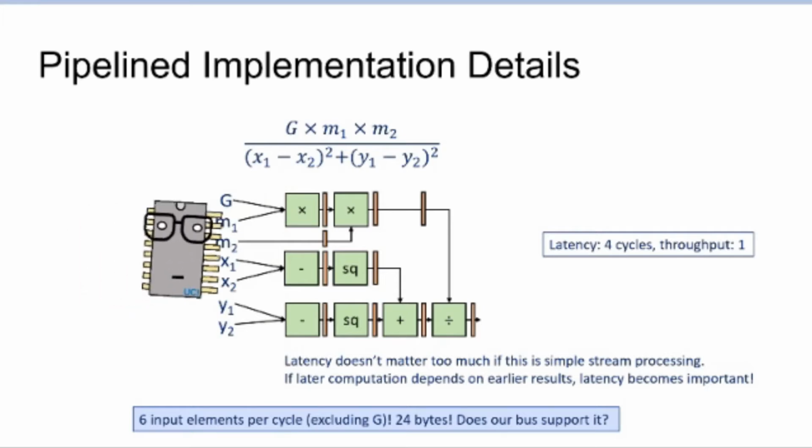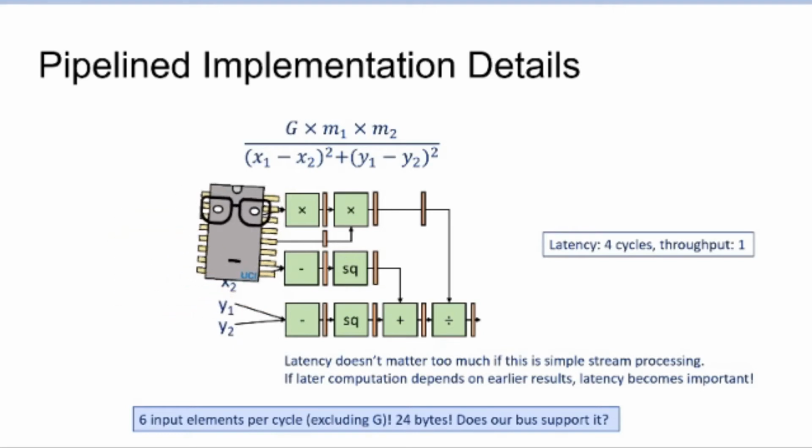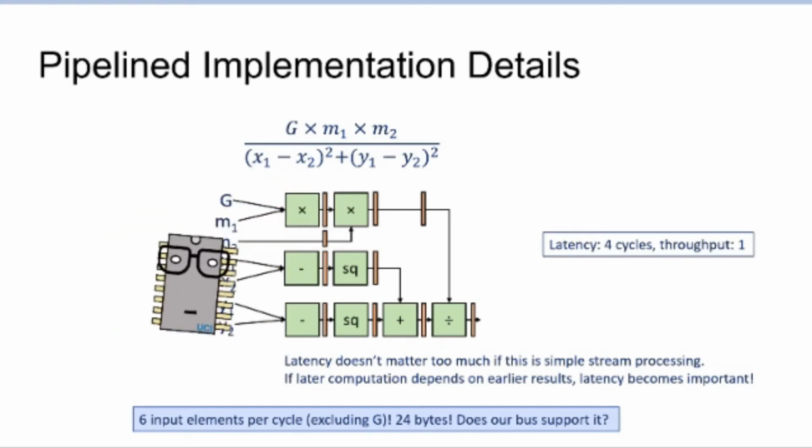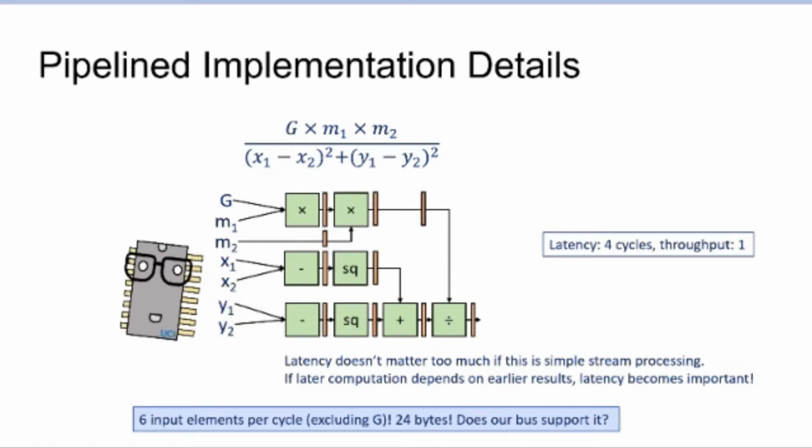In the first cycle, the multiplier is working, but the subtractors are not doing anything. The next cycle, the multiplier is already done, so the data has been moved on. The multiplier is not doing anything. The subtractor is now doing something, but the next subtractor is still not doing anything, so on and so on.